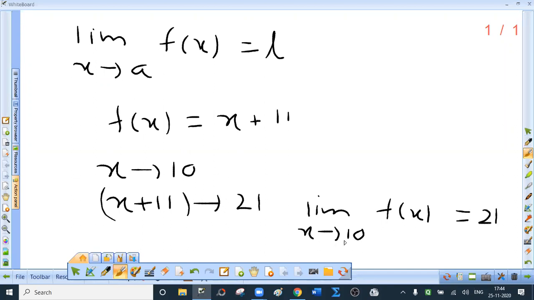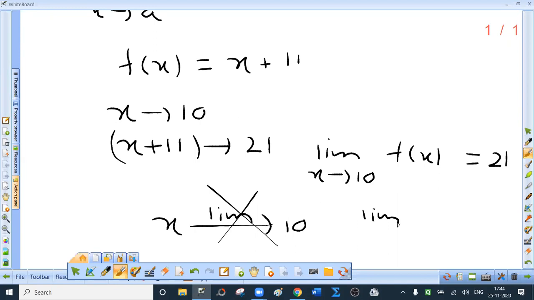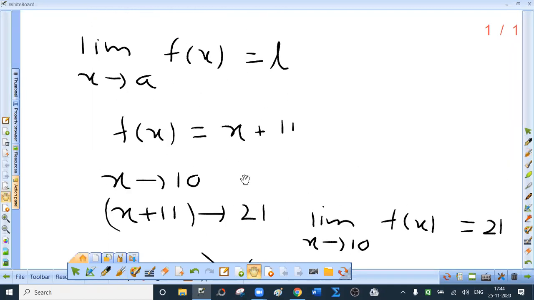See, x tends to 10 should be written below this limit. This is not the correct way of writing. Many students write x tends to 10 and then they write lim here. This is wrong. You have to write this as lim, just before, and below it you have to say x tends to 10. f(x) is nothing but 21. Okay? Yes. Now we will discuss this definition.